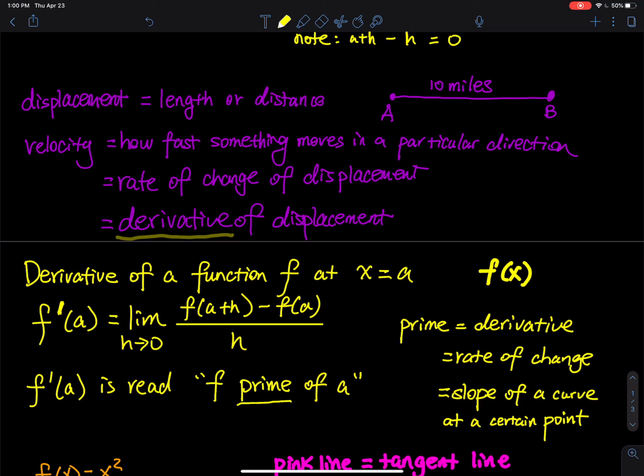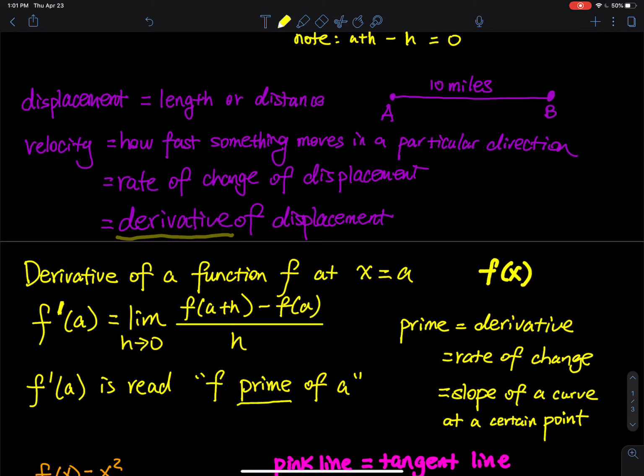The top is y2 minus y1. We have the y coordinate of the second point minus the y coordinate of the first point, and then divided by x2 minus x1. Since for the x coordinate, we want to make point Q go to point P, we are trying to minimize the distance. The distance between the two points is called h. So now we have h goes to 0. That means you have a 0 in the denominator, so you have to open up the numerator and do all the possible algebra to get rid of the h in the denominator.